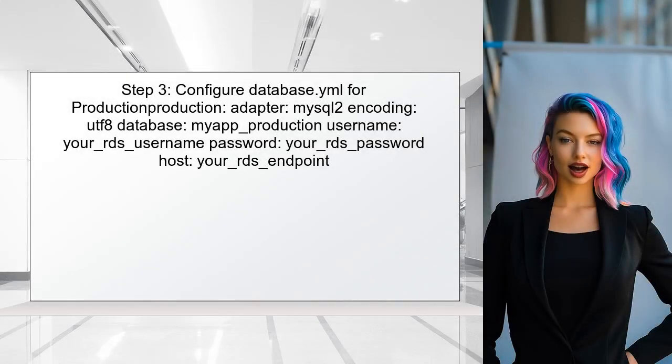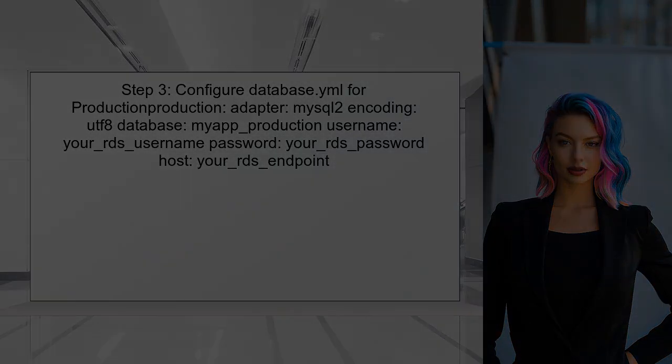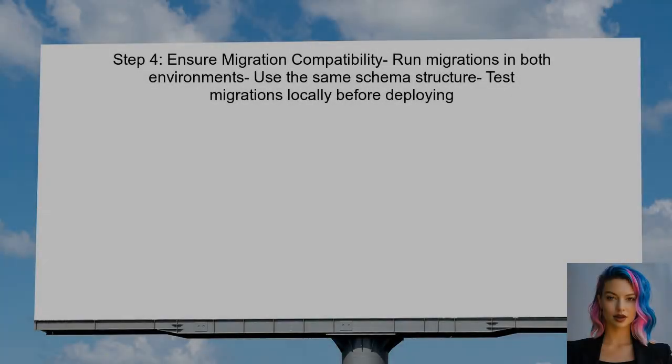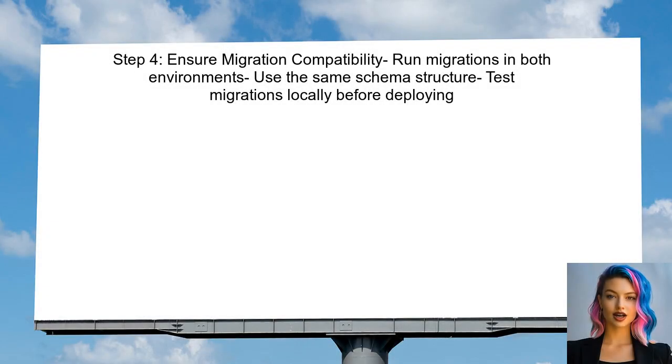Now, let's address the production environment. The user should ensure that the production section of the database.yml file points to the RDS instance. This is crucial for proper deployment. After configuring the database settings, the user should consider the implications for database migration scripts. It's important to ensure that the migrations work seamlessly across both environments.